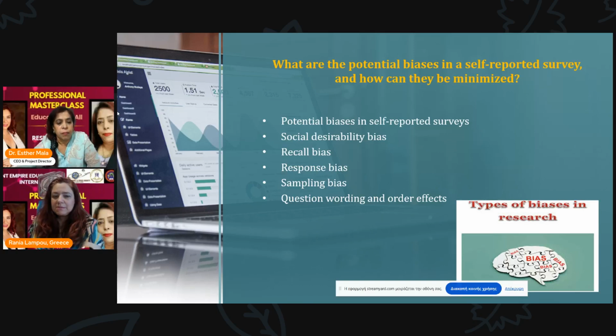Response biases: tendencies to respond in a particular way regardless of the question content. For example, extreme response bias, choosing only the most extreme options. Sampling bias, when the survey group is not representative of the broader population, this limits generalizability. Question wording and order effects. Leading or confusing questions can alter responses. The order of questions may also influence answers.